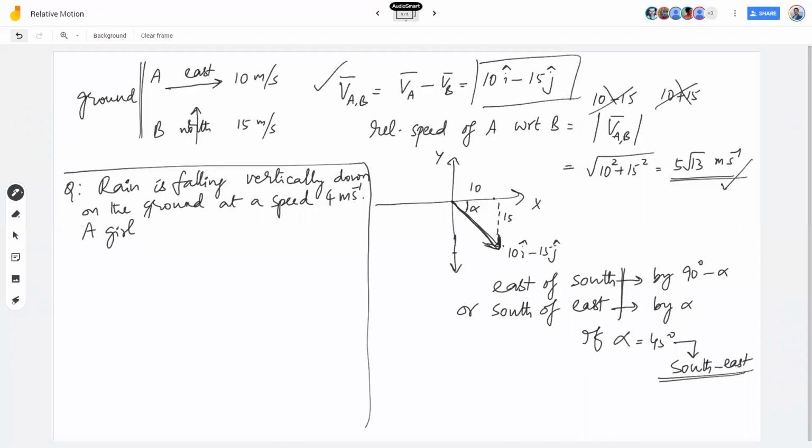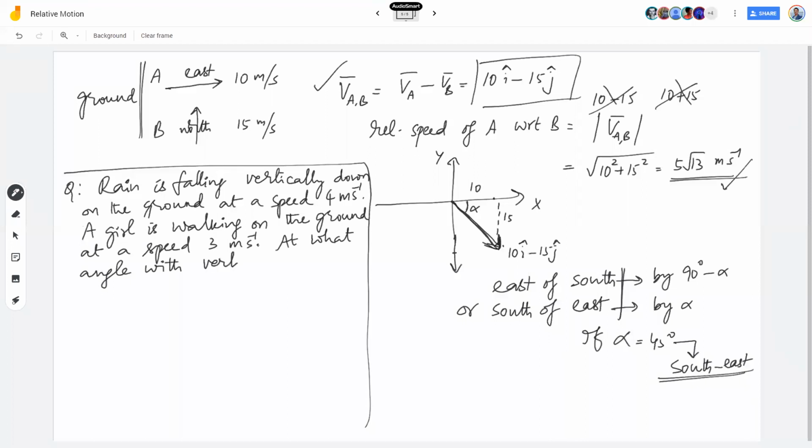A girl is walking on the ground at a speed 3 meters per second. At what angle with vertical does she see the raindrops falling?